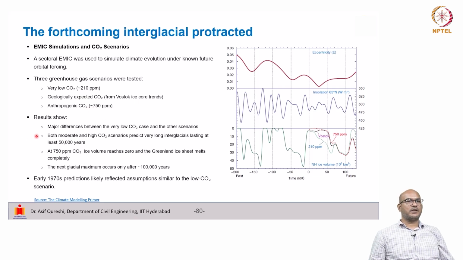The results showed that there were major differences between the very low CO2 case and the other cases. Both moderate and high CO2 scenarios predicted very long interglacials. At 750 ppm, ice volume reaches 0 and the Greenland ice sheet melts completely. The next glacial maximum occurs only after 100,000 years. So, the early 70s predictions were actually more akin to the low CO2 scenarios.